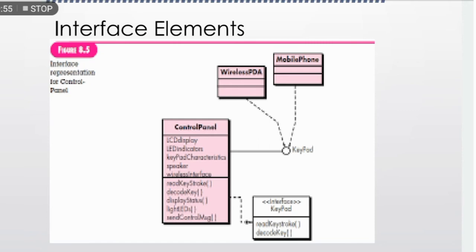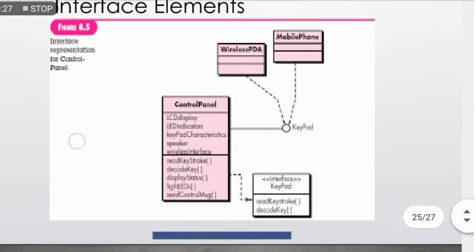The name is keypad and it is denoted by the interface symbol, that is the stereotype, or as a small labeled circle connected to the class with a line. So the interface is defined with no attributes and the set of operations that are necessary to achieve the behavior of a keypad. The dashed line with an open triangle at its end indicates that the control panel class provides keypad operation as part of its behavior.